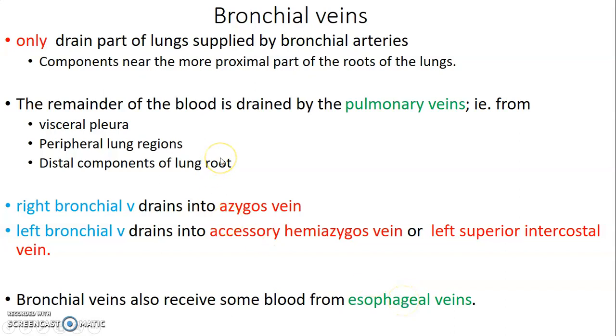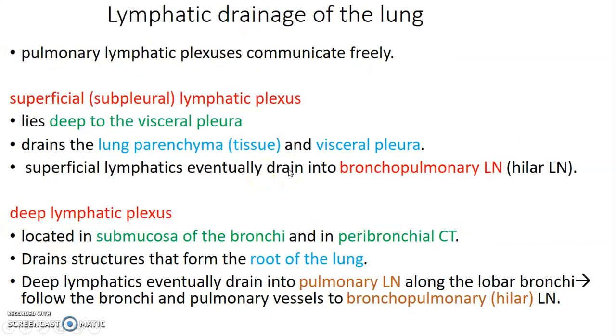The remaining part of the lungs is actually just drained by pulmonary veins, including the visceral pleura, the distal components of the lung roots, and the peripheral lung regions.